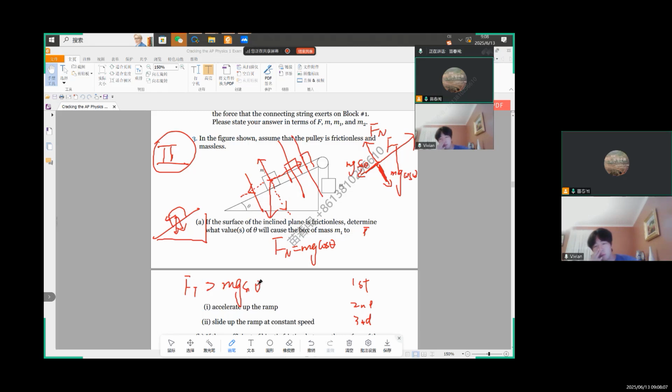But then again, what's FT? Is FT known? We don't know it. We have to find it actually. There's a way to find FT, right? Is it just m2g? Is that FT?